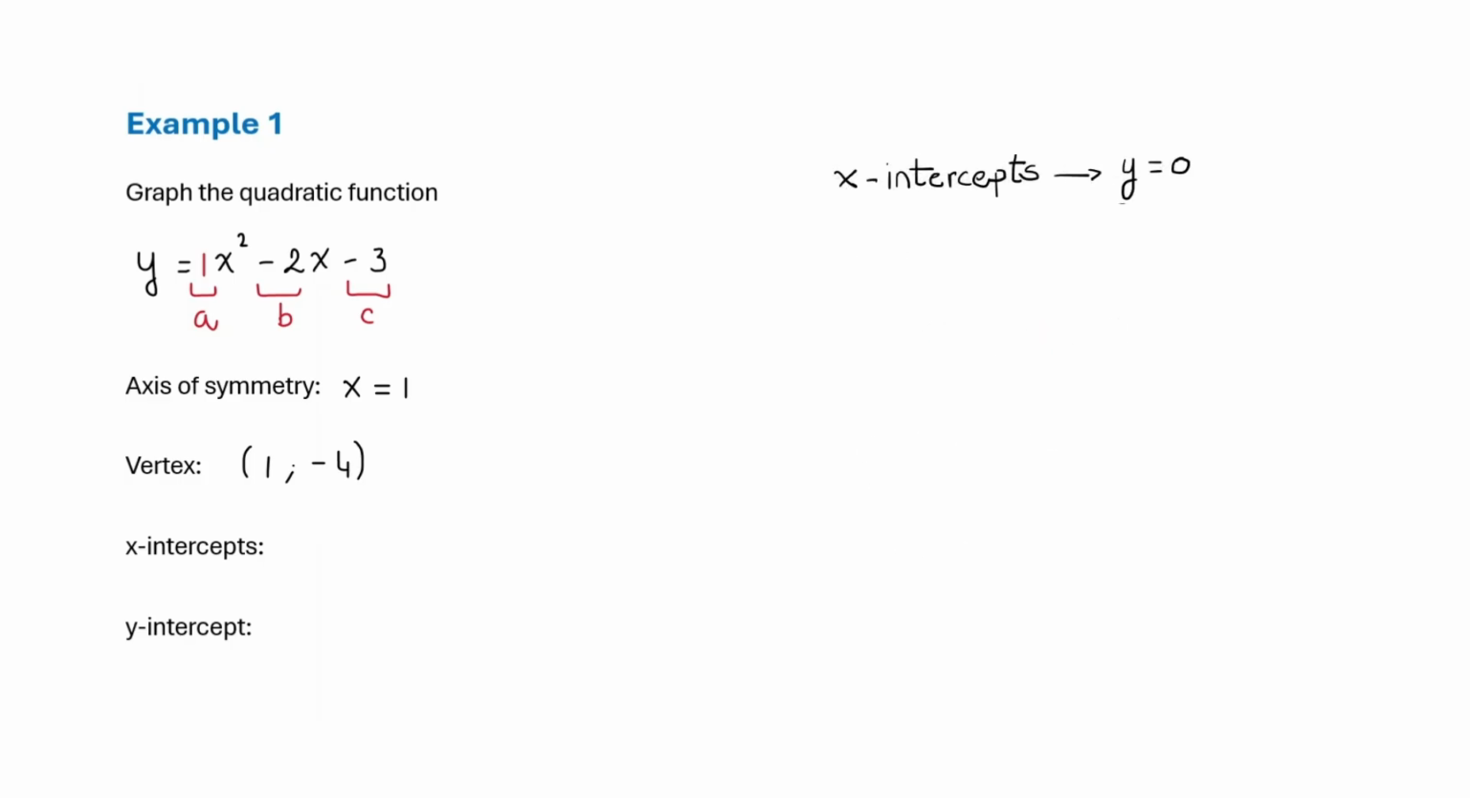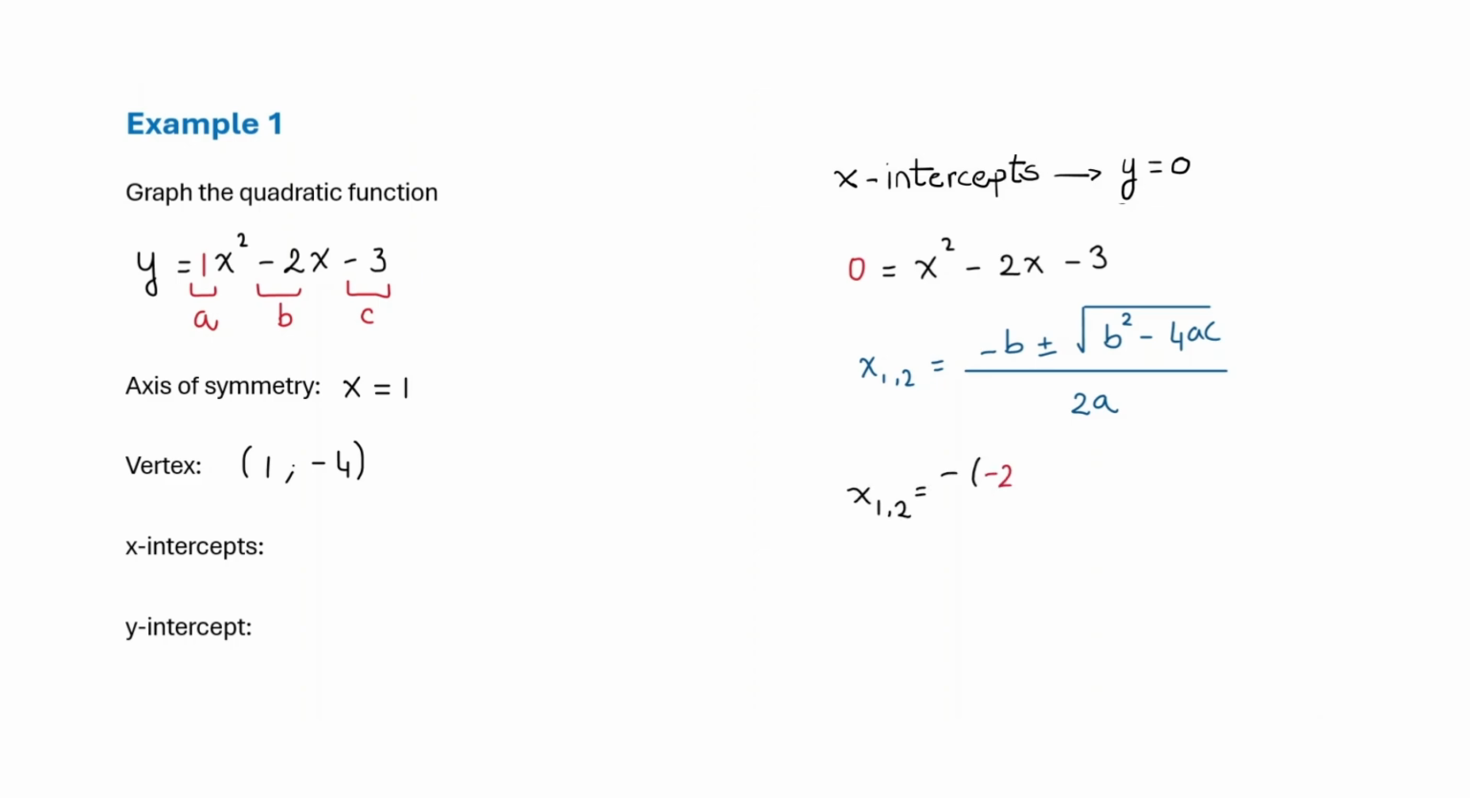Now let's find the x-intercepts. We set y equal to 0, which gives us 0 equals x squared minus 2x minus 3. This equation can be factorized, but we'll use the quadratic formula, as this is the method we'll apply throughout the video. Let's recall the quadratic formula. x equals negative b plus or minus the square root of b squared minus 4ac all over 2a. Substituting in our values, we get x equals negative negative 2 plus or minus the square root of negative 2 all squared minus 4 times 1 times negative 3 all over 2 times 1.